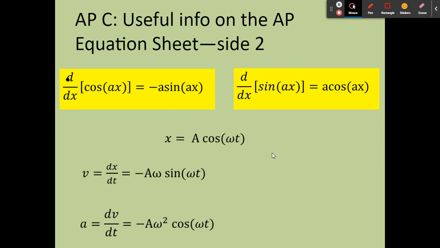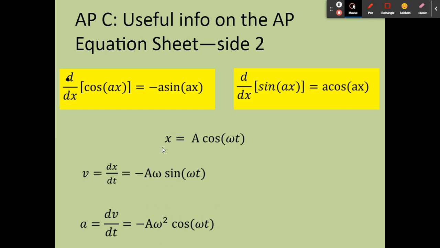All right, so first off, some useful things that are on the AP equation sheet for you, and that is on side 2. It tells you what the derivative of cosine and what the derivative of sine are. So finding the derivative of cosine will give you a negative a sine ax, if we have the cosine of ax, and figuring out the derivative of sine of ax gives you a cosine ax.